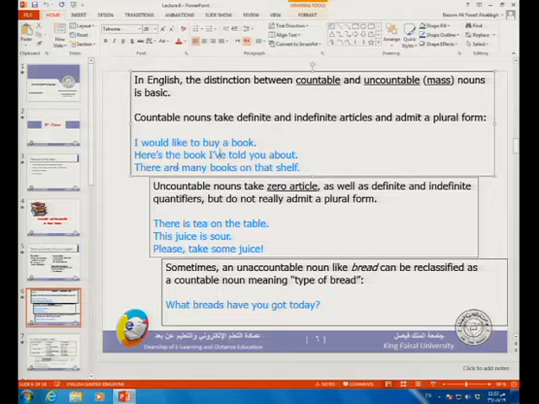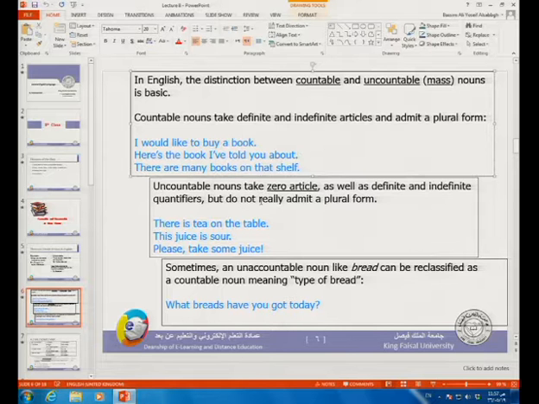Here is the book I've told you about. Look at this, the book. See, there are many books, plural. So here, book is singular, taking the indefinite article a. Book is singular, taking the definite article the, and here, books, plural, right?